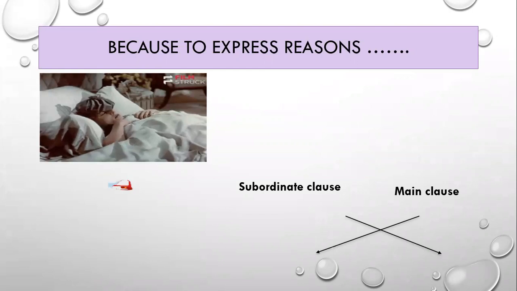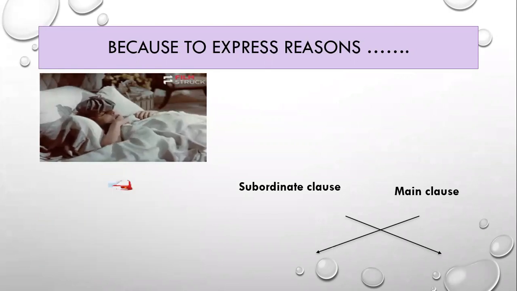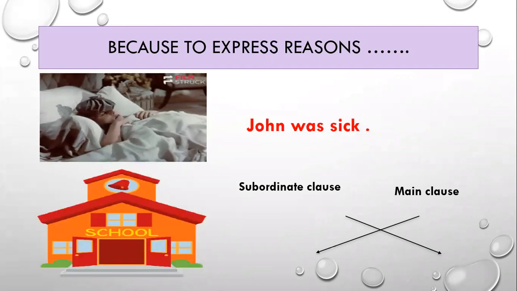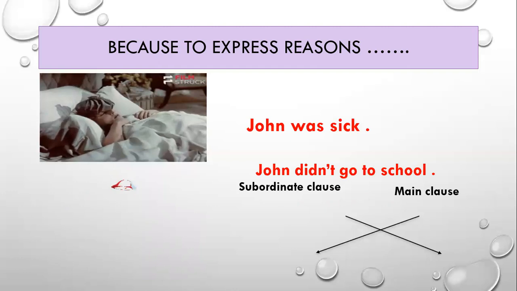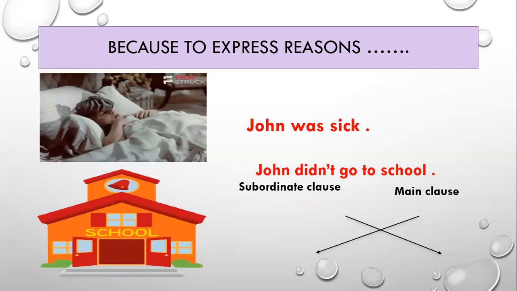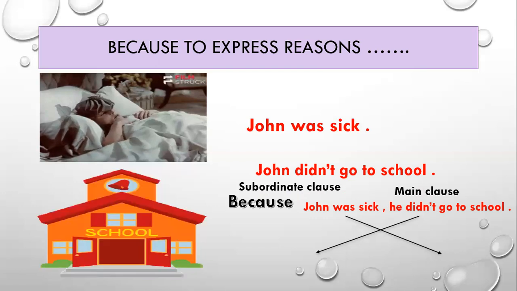Look at the first picture. What happened to John? Excellent. John was sick. Did he go to school? No, he didn't go to school. So if I want you to form a sentence using because, we will say, because John was sick, he didn't go to school. Here we have the reason clause or subordinate clause, and we have the result clause, which is the main clause.